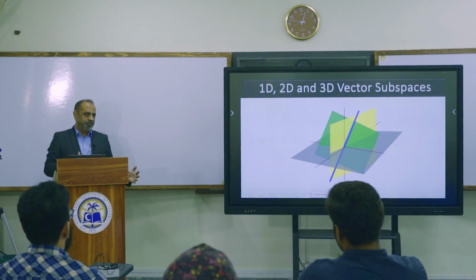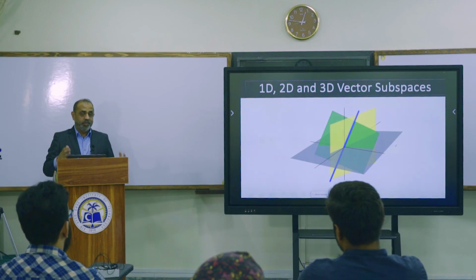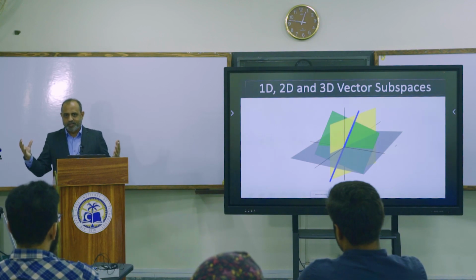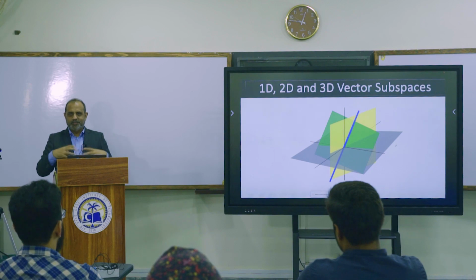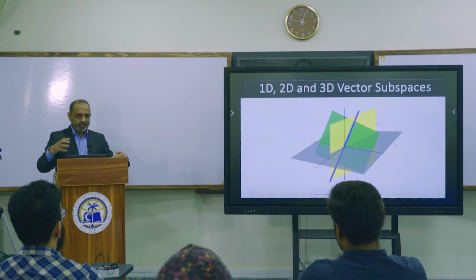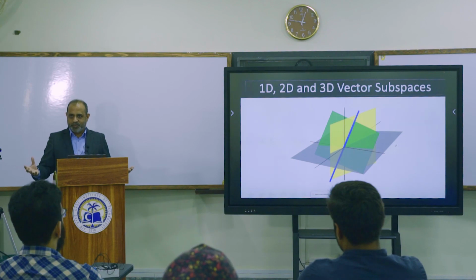So in a vector space, it does not mean that if you are in an n-dimensional vector space, your problem is actually an n-dimensional vector space problem. Okay, it really does not mean. It may be that you are in a larger, bigger vector space, but your problem is smaller. So you've got subspaces in a vector space. In a three-dimensional vector space, there is a three-dimensional subspace, yes. But then there is a two-dimensional subspace, and there is a one-dimensional subspace.